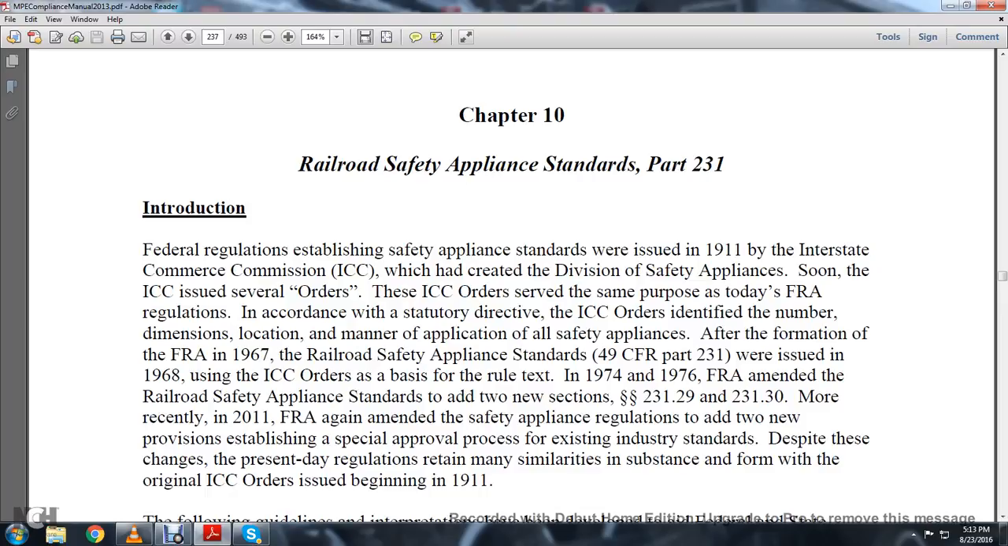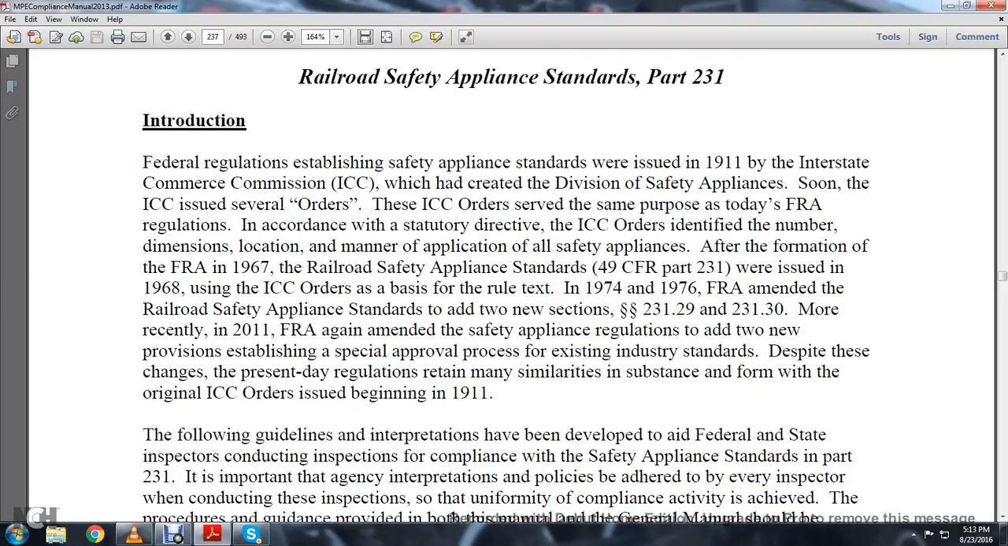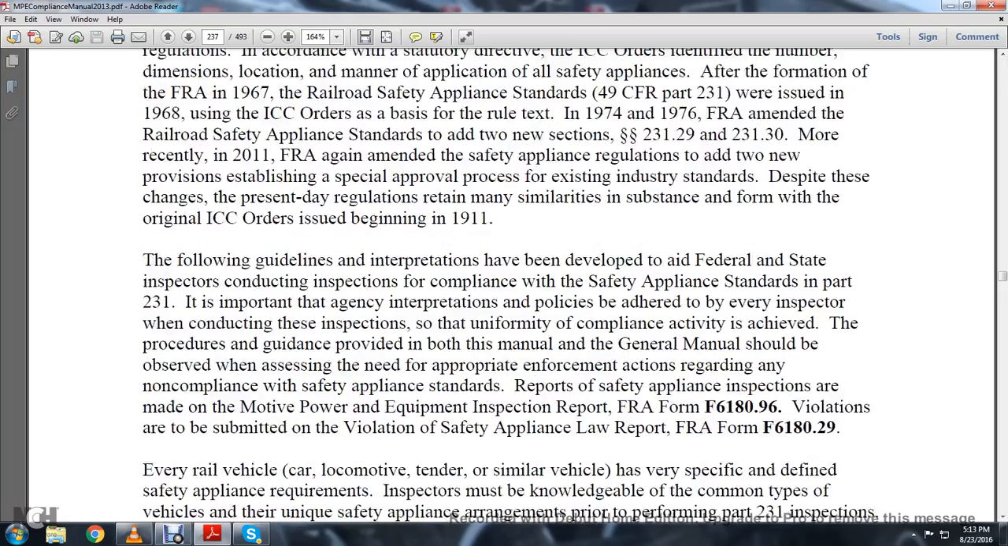More recently, in 2011, the FRA amended the Safety Appliance regulation to add new provisions establishing a special approval process for existing industries. And despite these changes, present-day regulations retain similarities in substance and form to the original Interstate Commerce Commission orders issued beginning in 1911.